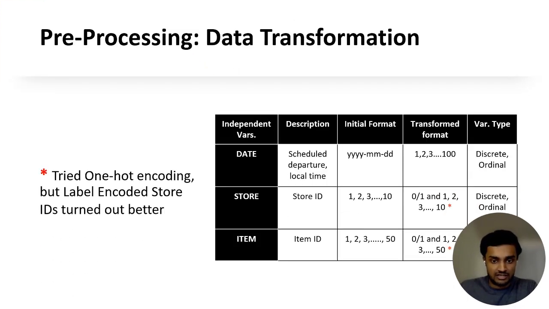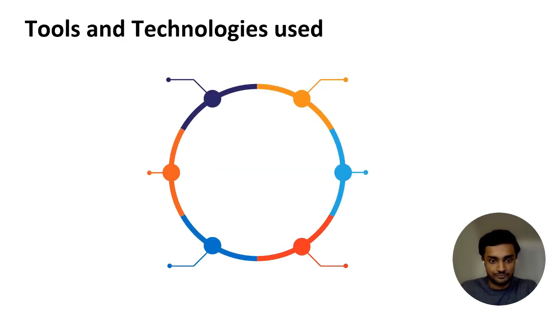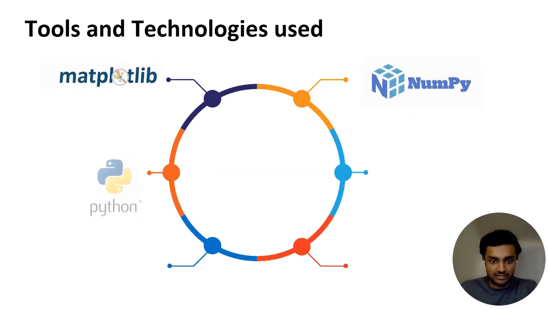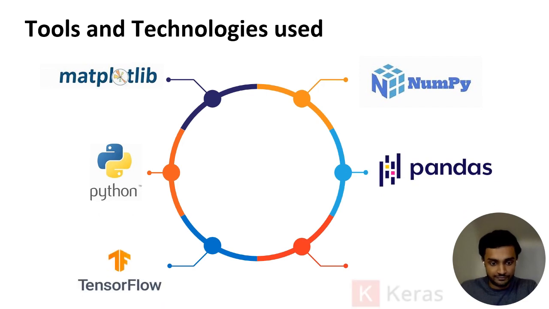Next, we have our pre-processing and data transformation step. So in this step, the date variable was converted to a discrete ordinal attribute for the model to interpret it as an independent variable and capture temporal dependencies. Similarly, the store and item variables were also label encoded, since the one-hot encoding approach proved to be a little inferior compared to the label encoding approach. Now, these are some of the tools and technologies that we used in our project.